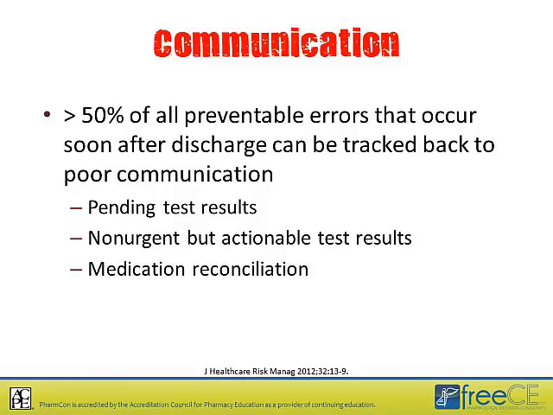The next thing is non-urgent but actionable test results, and I'll give you an example of this. I think we find a lot of incidental findings on radiology studies. Somebody gets a chest x-ray or a chest CT and they see a small nodule. Something the radiologist isn't concerned about, but they say this person should have follow-up imaging done in 6 months just to make sure it's nothing to be worried about. It's not getting bigger or changing.